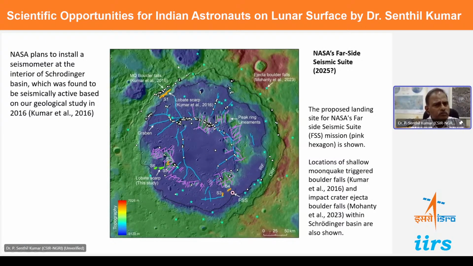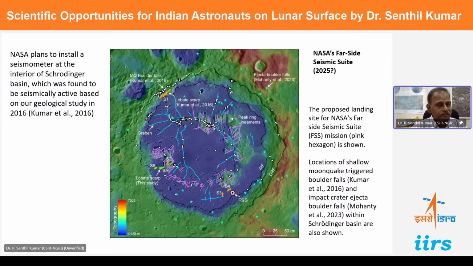Similarly, based on boulder falls, we have found one crater in the south, near the South Polar region, called Schrodinger Basin. We mapped all the boulder falls. We suggested this basin is very seismically active. Now NASA wants to put a seismometer here.